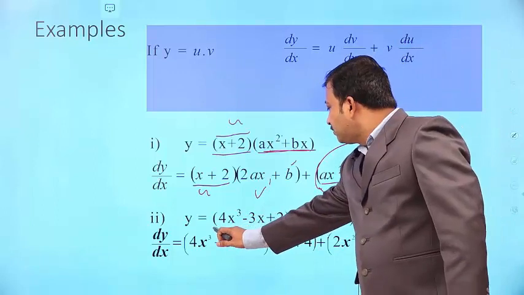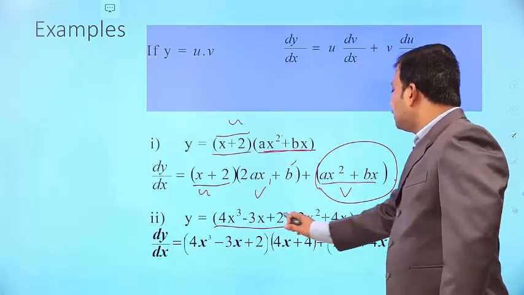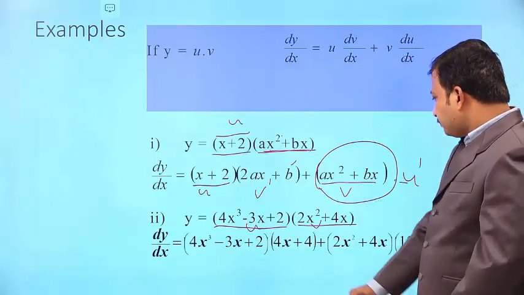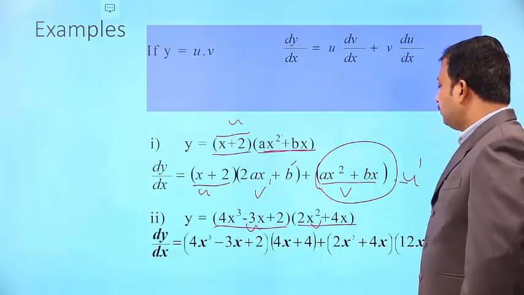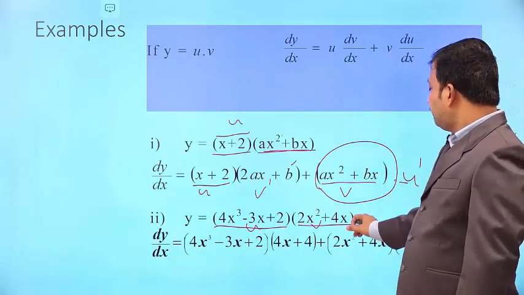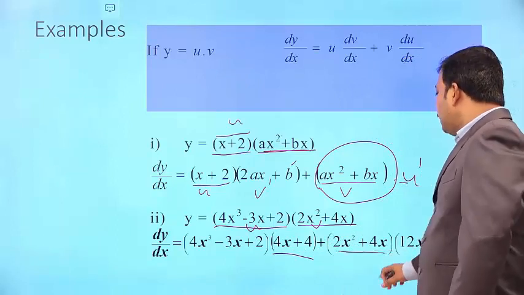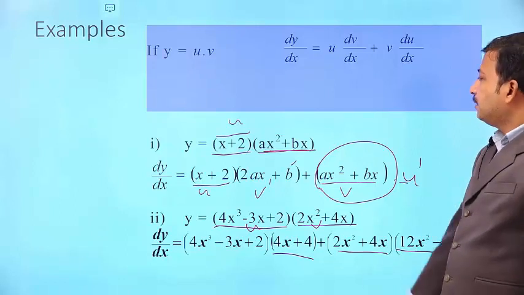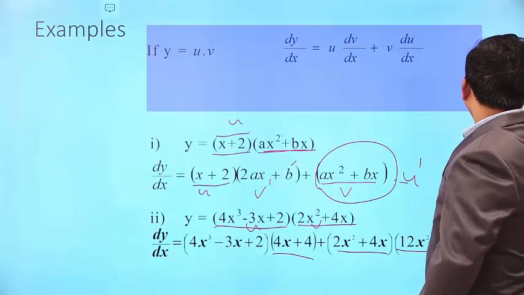So now y is equal to, let us take another, (4x cube minus 3x plus 2) and (2x square plus 4x). Let us take this as your u and this as your v. So u into v dash plus v into u dash. U into v dash: derivative of 2x square is 4x, derivative of 4x is 4, so (4x plus 4) into (2x square plus 4x) into derivative of 4x cube minus 3x is how much? 12x square minus 3. Is it clear? So this is how we are going to implement the product rule.